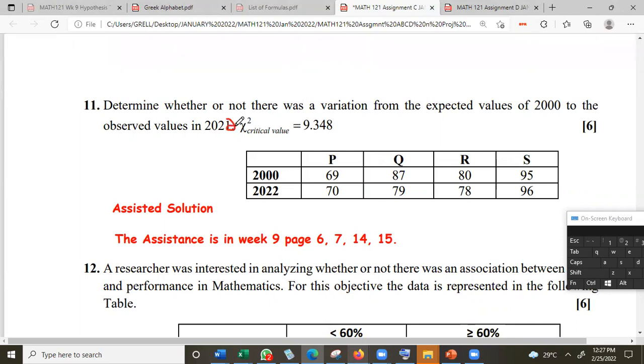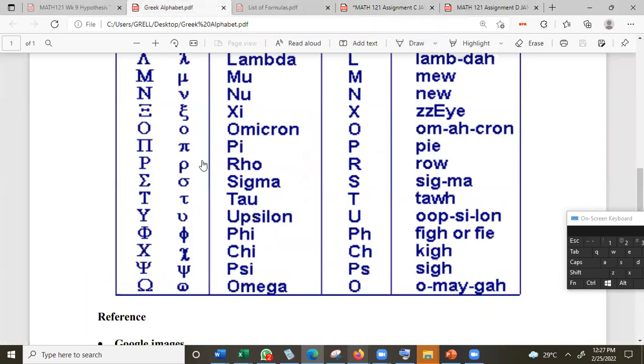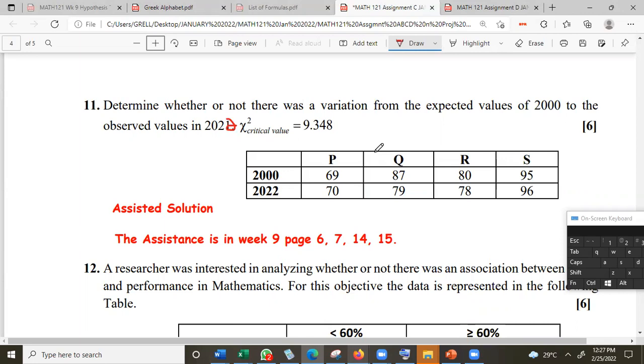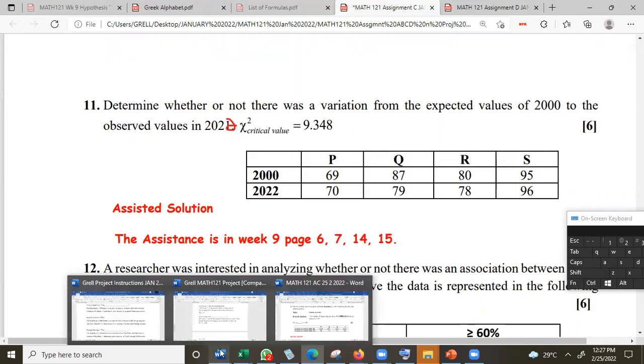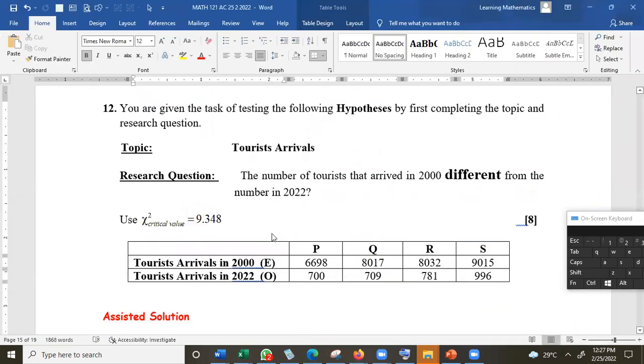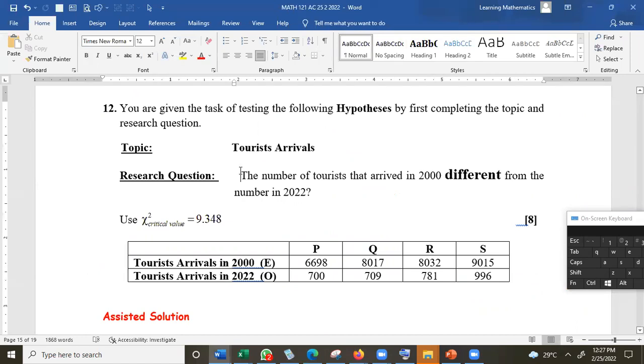Whether or not there's a change. So we're doing a chi square, right? Chi square test for variation. Now these are the values in the assignment number 11, which is number 12 in the worksheet. The setup is different because it wants to mimic the structure for a project itself.